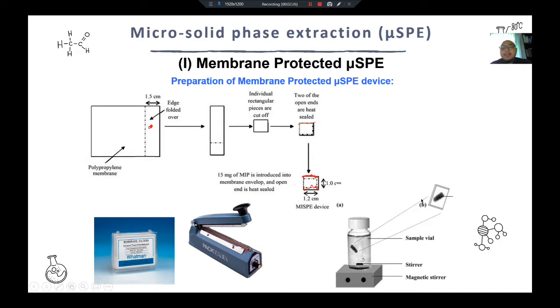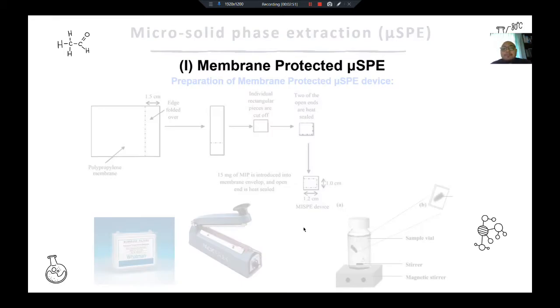So if you look over here, here is the membrane. We put inside here the adsorbent, whatever kind of adsorbent you really want, then you seal it, and then you immerse it inside your sample vial, and then you stir the process. Maybe 5 minutes, maybe 1 hour, maybe 2 hours or 4 hours, so it depends on the parameters of your analysis.